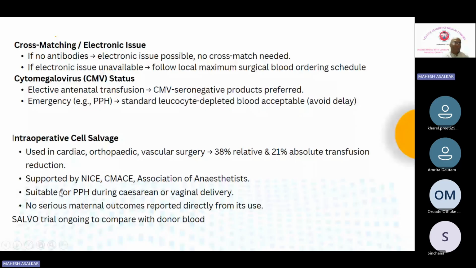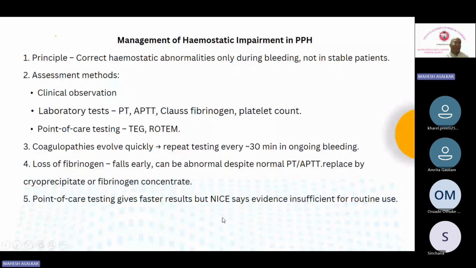Management of hemostatic impairment in postpartum hemorrhage. The principle is to correct hemostatic abnormalities only during bleeding and not in a stable patient. When your patient is bleeding and having postpartum hemorrhage, you need to correct the hemostatic abnormalities only during bleeding, not in a stable patient. Assessment methods: clinical observation, lab tests, PT, APTT, Clauss fibrinogen, platelet count, etc., and point of care systems. Coagulopathies evolve quickly, so you need to repeat the test.